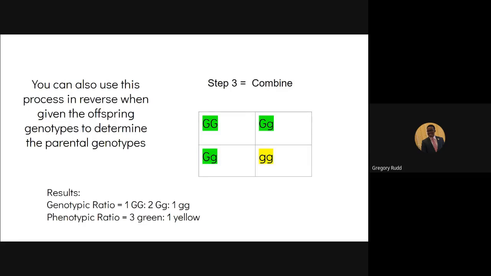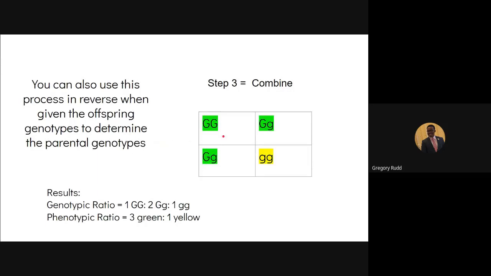All right. We can also go in reverse when given the offspring genotypes to determine the parental genotypes. Can you say it again? I didn't hear what you were saying. It was cutting out. So we can also go in reverse when we're given the offspring genotypes to determine the parental genotypes.